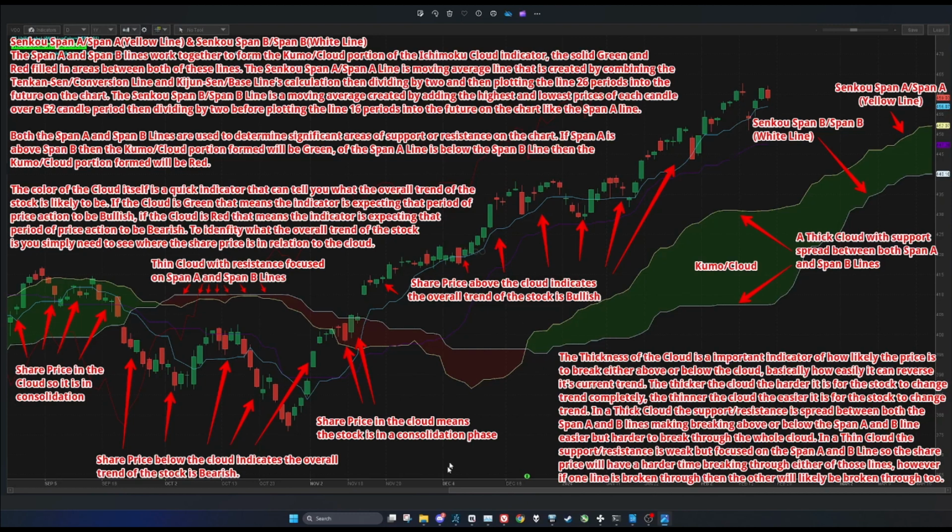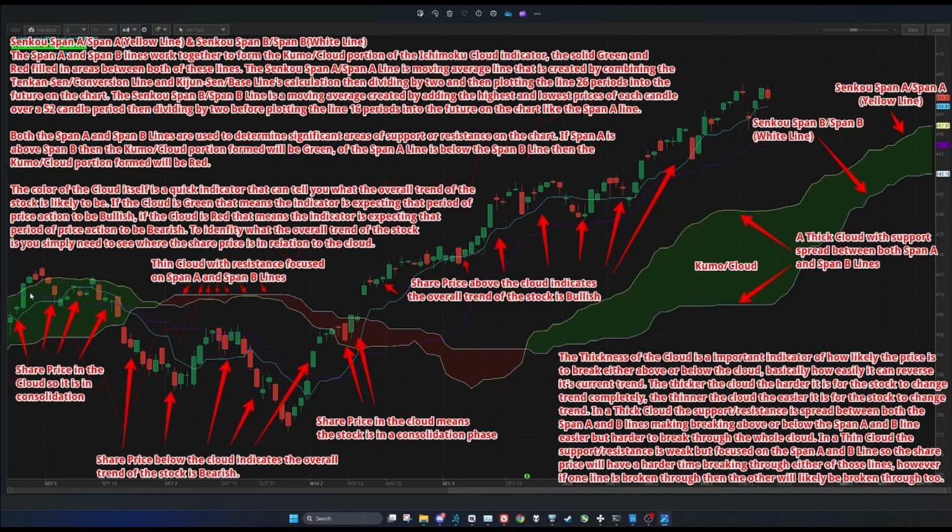But if your share price is beneath the cloud and it's really, really far away from your cloud, that means the overall trend for the stock going to the downside is probably really, really strong compared to if share price was really, really close to the cloud and bouncing off these lines. So an easy way to look at it is share price above the cloud, overall trend bullish. Share price beneath the cloud, overall trend bearish.